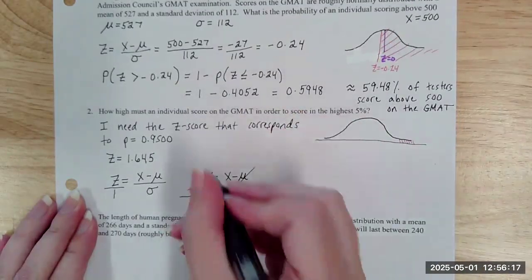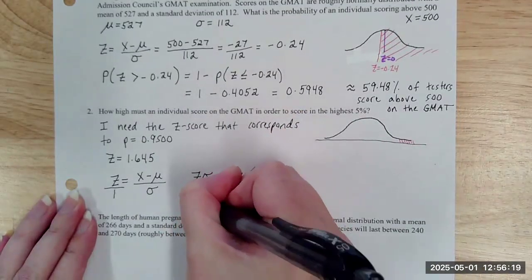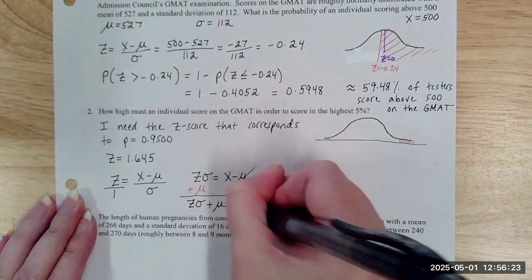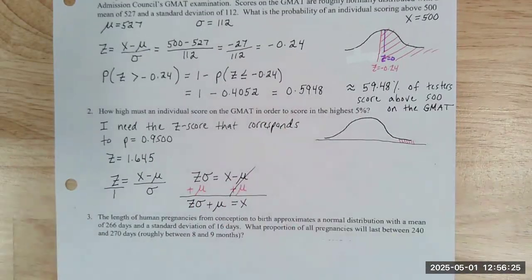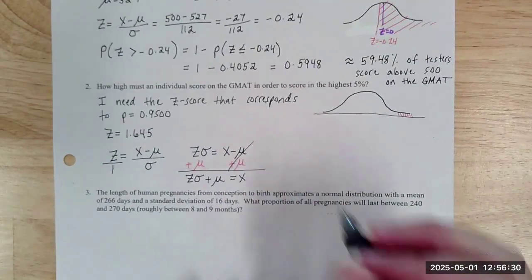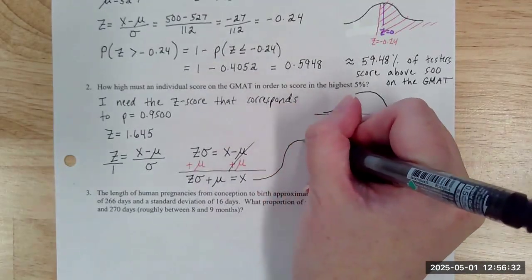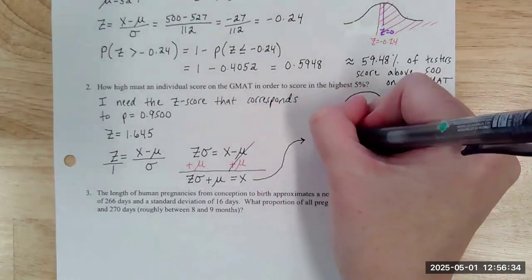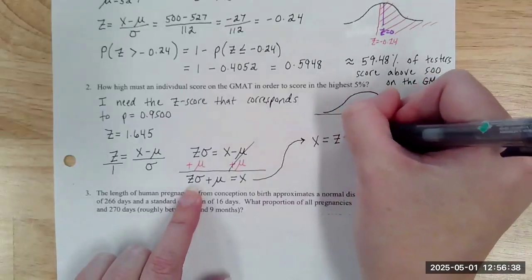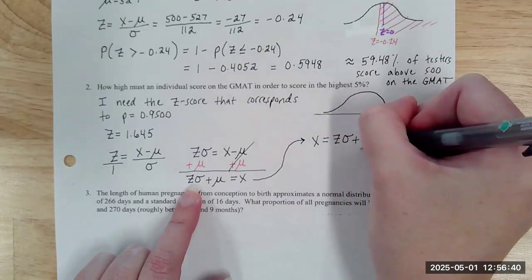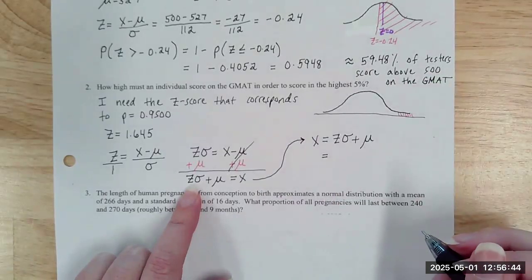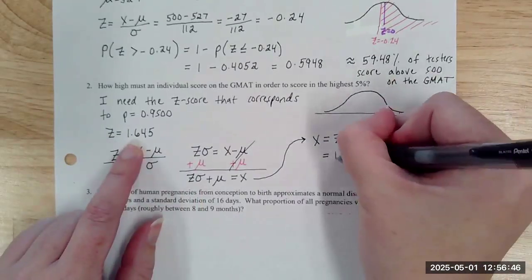So that cancels on this side. On this side, you have z times the sigma plus the mu is equal to x. Cool. We need the x. So we're going to go ahead and say x is equal to z times the sigma plus the mu. And now we're going to just plug those things in. The z-score we got was 1.645.